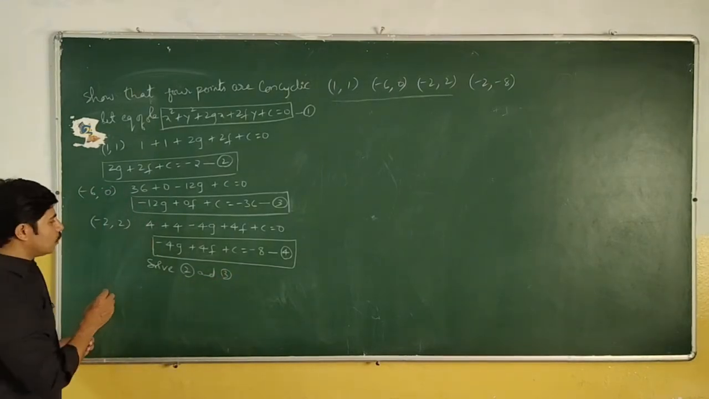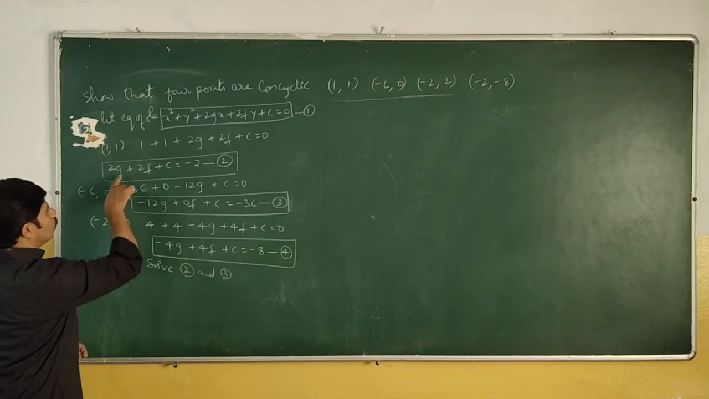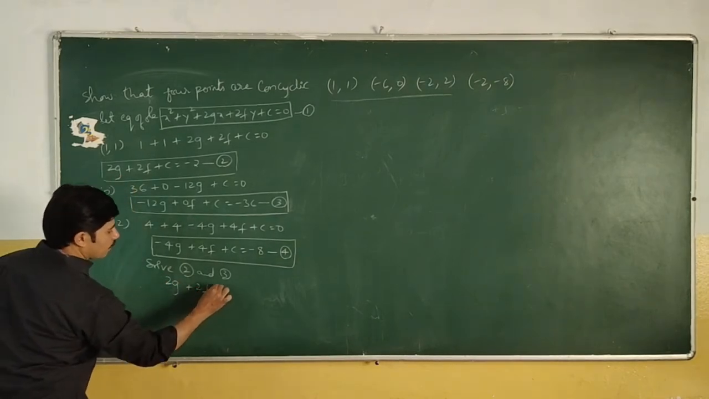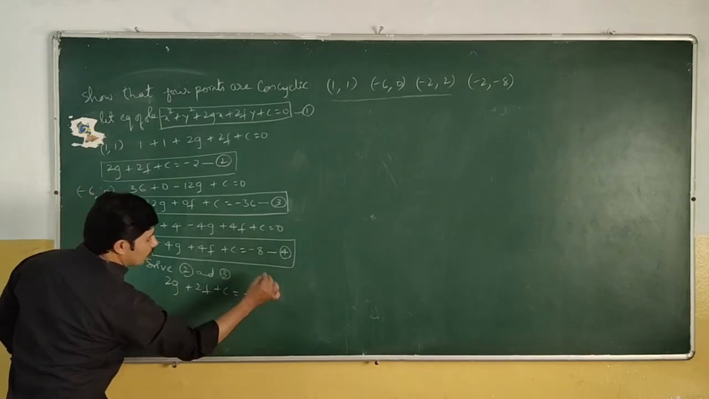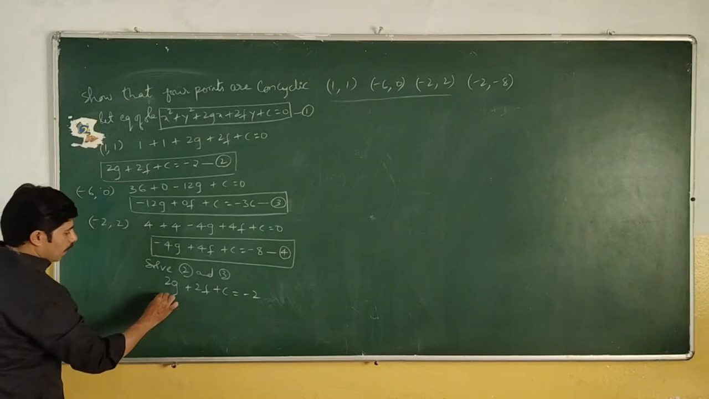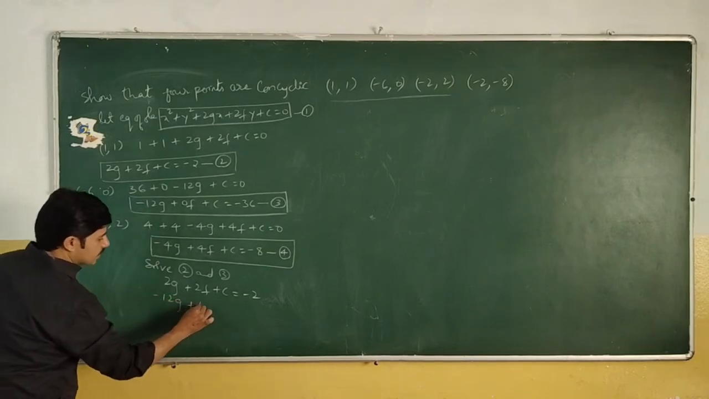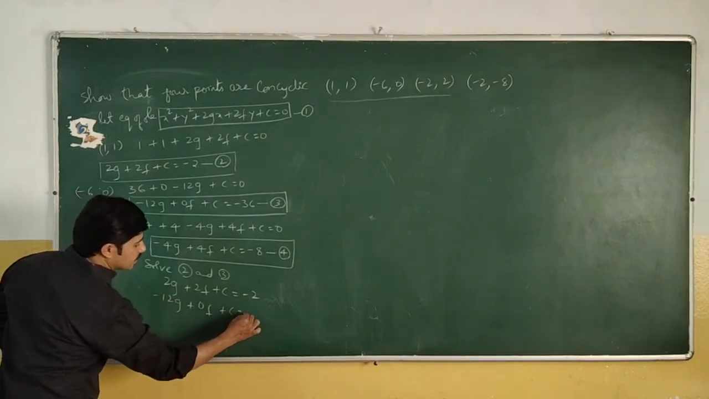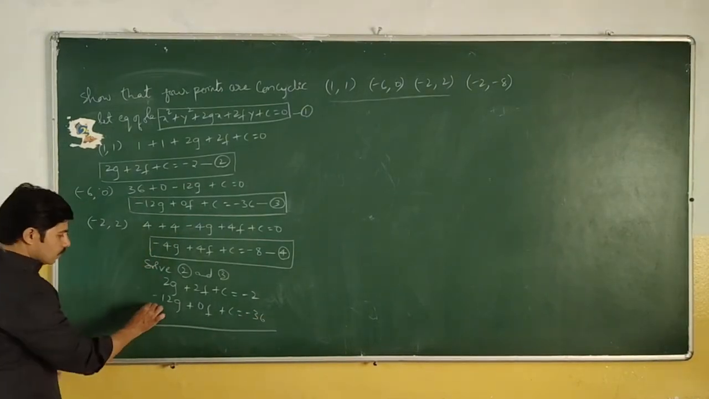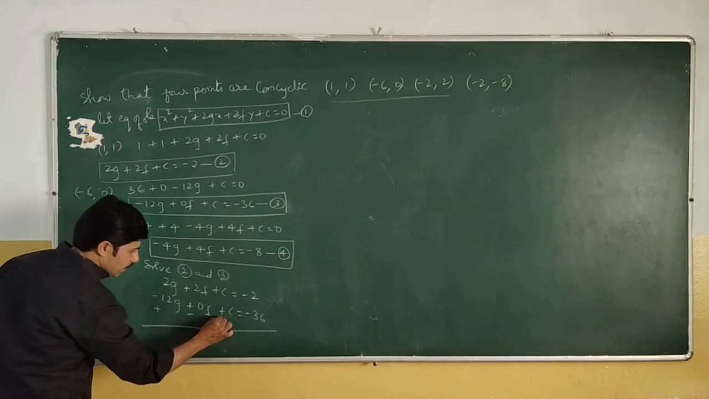Solve 2 and 3 and eliminate C. So what is equation 2? It is 2G plus 2F plus C is equal to minus 2. And equation 3 is minus 12G plus 0F plus C is equal to minus 36. We are subtracting now, so change those signs.